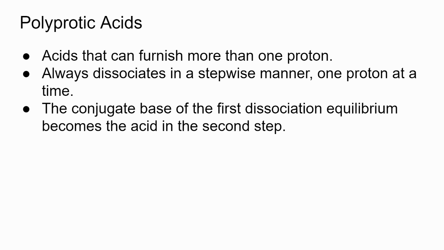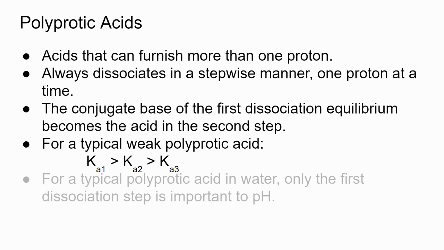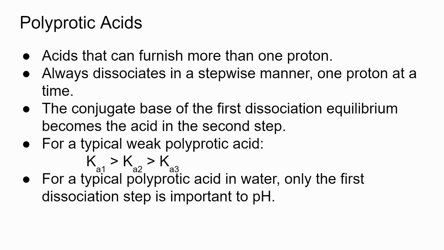So that's where we get some weirdness in this, but once you start seeing how the equation's set up, it's not too bad. For a typical weak polyprotic acid, the first dissociation constant is greater than the second, which is greater than the third, so they get progressively weaker as you go. For a typical polyprotic acid in water, only the first dissociation step is important to the pH. However, they could ask you about concentrations for the anions, as you're going to see in this example that we're going to look at today.